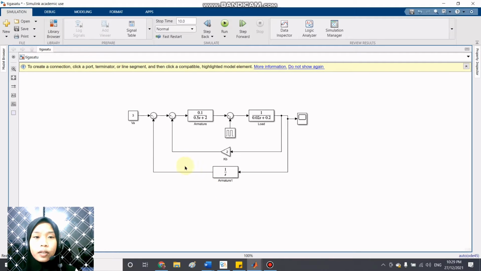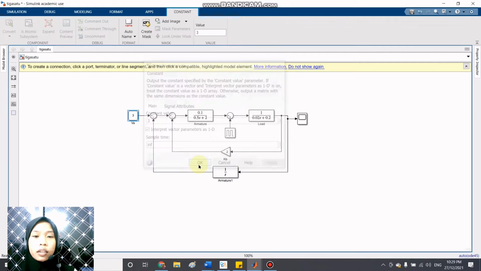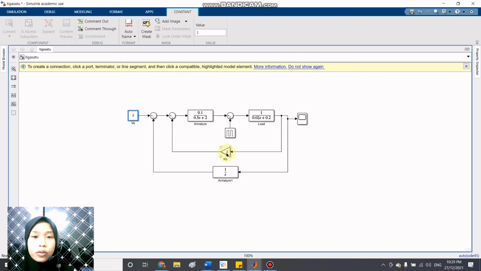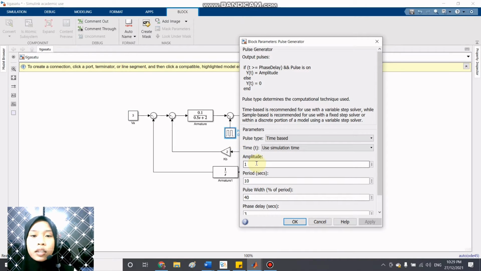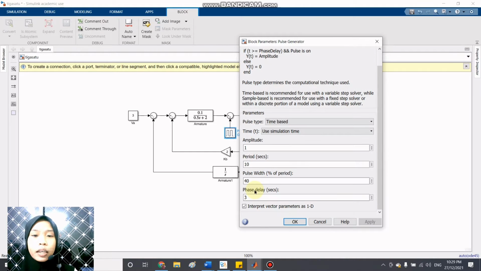I will explain the 3.1 part. For VA we put a constant value of 3, KB is 2, for the pulse generator the amplitude is 1, the pulse width is 40% of period, still the same, and the phase delay is 3 seconds.